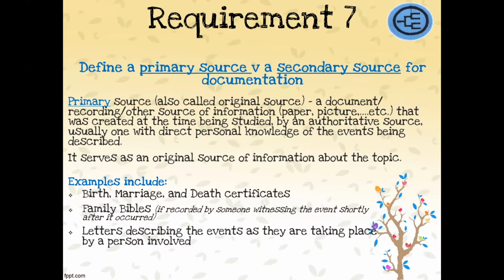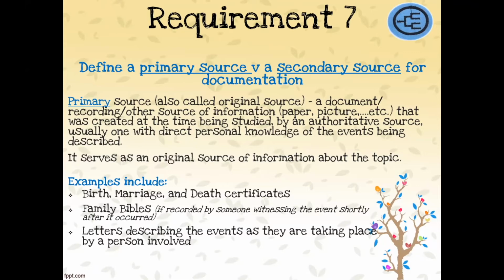They know it firsthand. A birth, a death, a marriage certificate. Sometimes you may ask your parents or grandparents if they have a family Bible. It used to be that they would have big, thick family Bibles, and every time someone was born or married or died, the information was written inside. Sometimes you might find letters that describe the event.